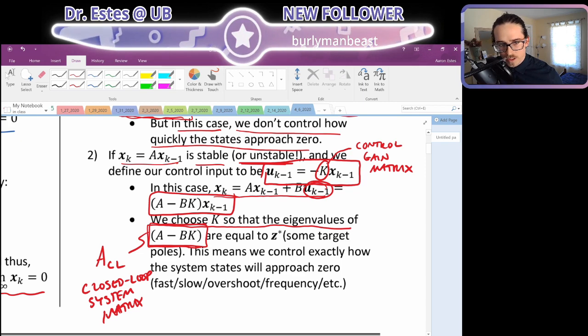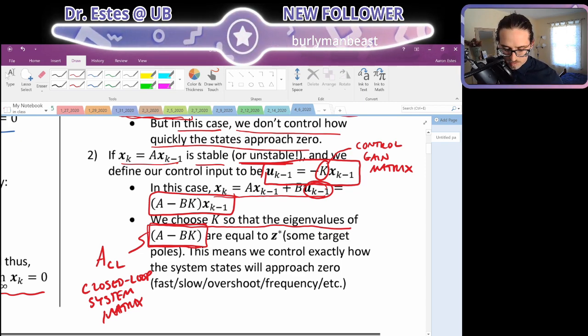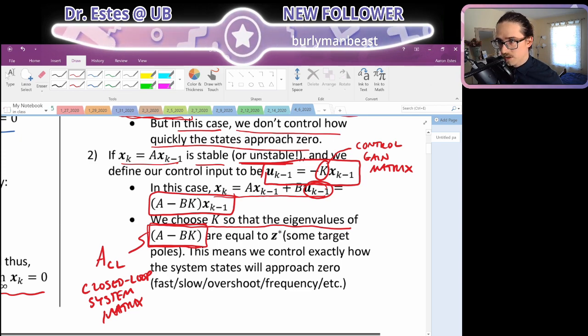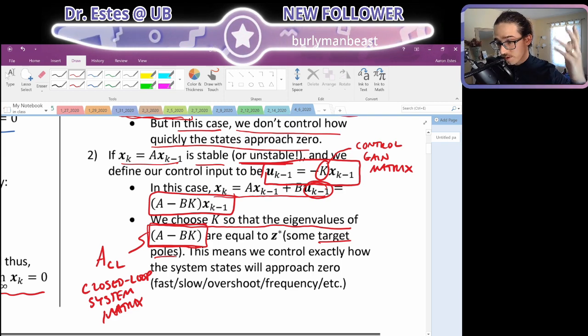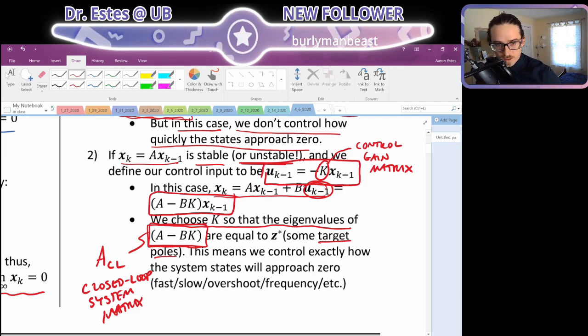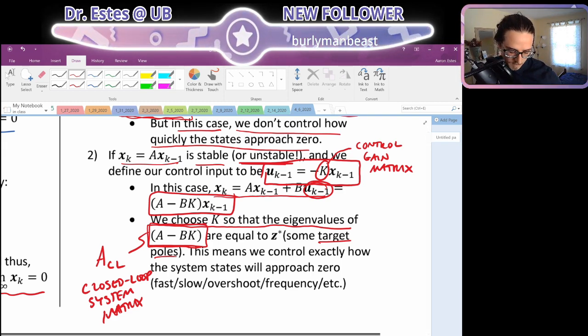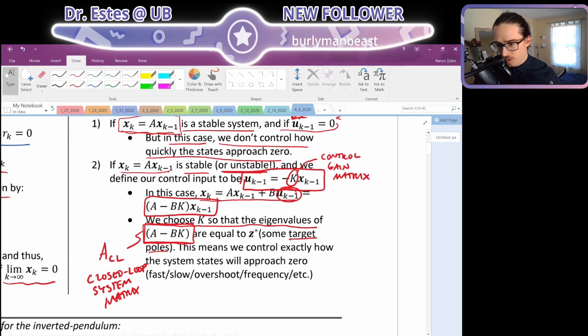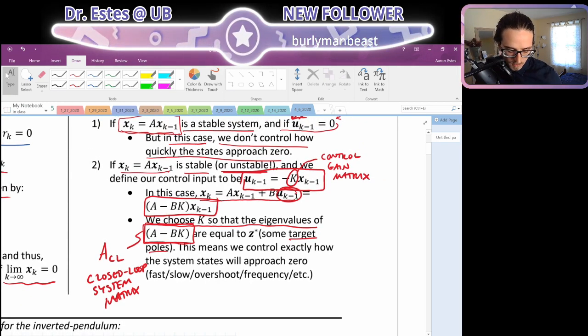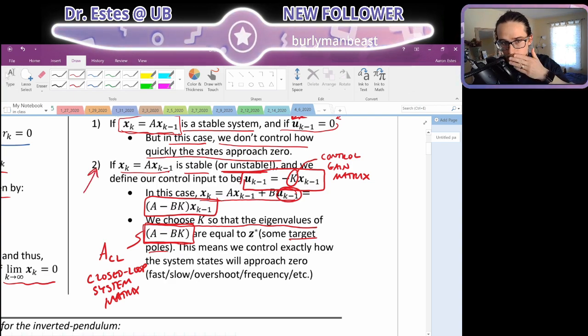we choose our gain so that the eigenvalues of this closed loop system matrix are equal to Z star. And Z star for us, that just means our target poles all the time. So target poles are going to define how fast our system is, etc. And this is the essence of state feedback control. So we're going through an example to show how we follow this second path, okay?